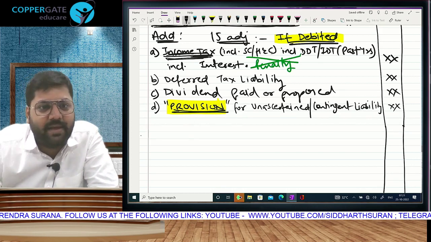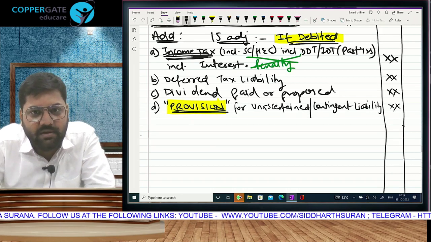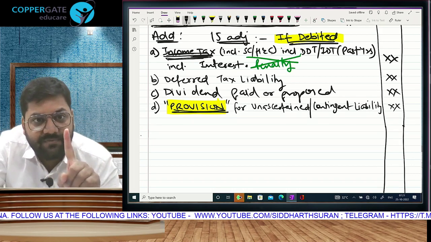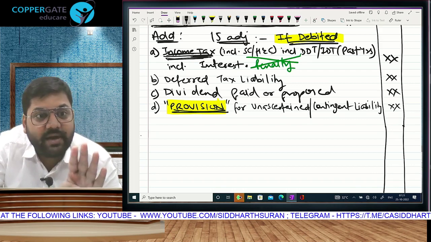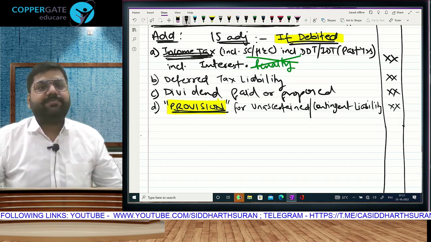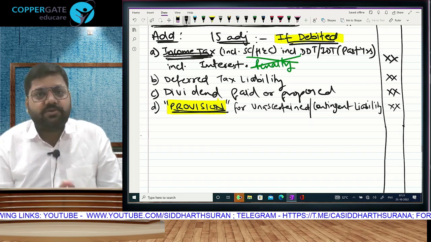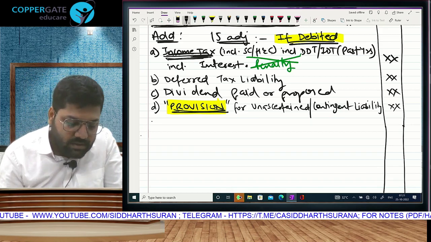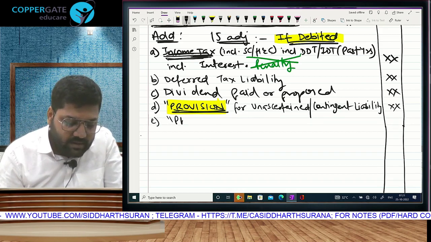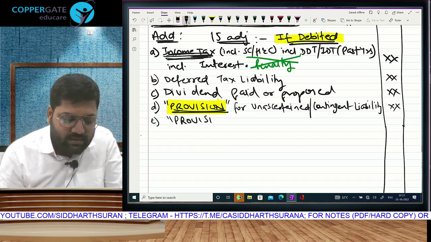You are going to add it back if it is debited, not take the deduction. So be clear, if the liability is materialized, then we don't add it. We add it only if it is expected. Understood the importance of the word provision out here? All of you? Chali. Next, once again, acha iska bhi there was no add point.